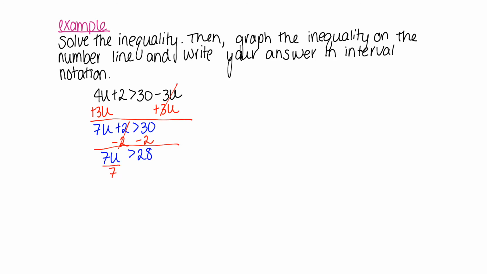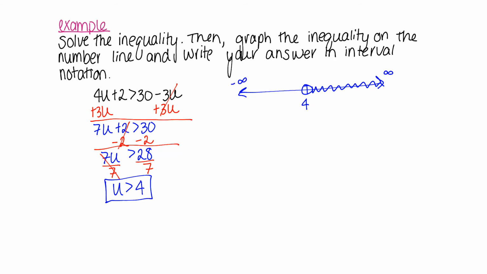To get the u by itself, I'm dividing by 7. I do not need to flip anything because I divided by a positive number here. The 7's cancel. 28 divided by 7 is 4, so I have u is greater than 4 as my answer. If I plot 4 here on my number line, I'm doing an open circle because there's no underline. Greater than will be this direction here. Reading the highlighting from left to right, we start at 4, who gets a parenthesis, and then infinities will always have parentheses, and that's my interval notation answer.